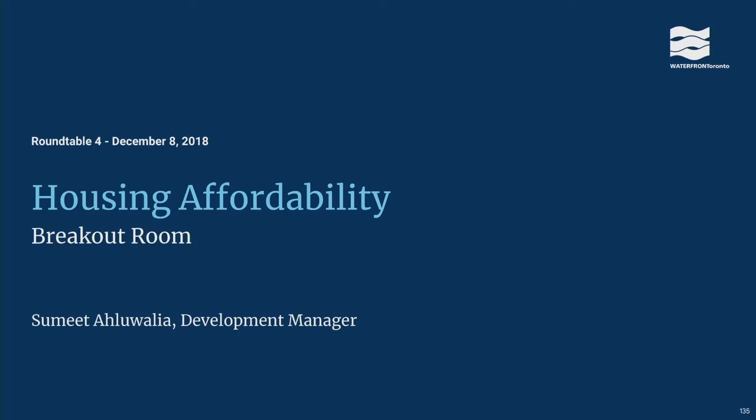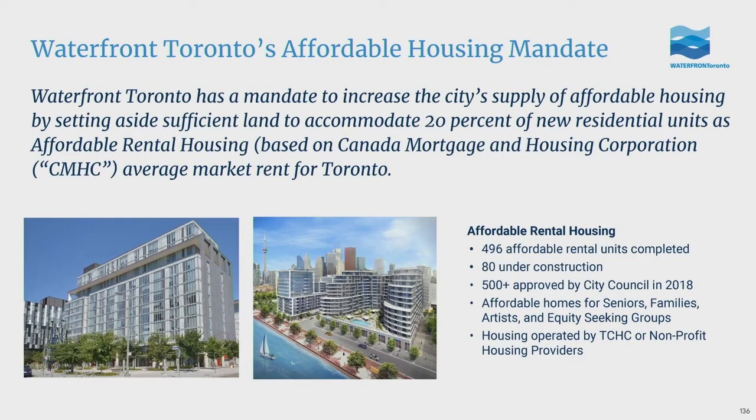As mentioned this morning, Waterfront Toronto is a tripartite agency, which means that we are funded by all three levels of government, but that effectively means that we are responsible for the best interest of Torontonians, Ontarians, and any Canadian that really has a vested interest in how our waterfront grows. Central to this, and especially pronounced in today's climate of housing affordability, is Waterfront Toronto's affordable housing mandate. Our mandate is to ensure that we set aside sufficient land to accommodate 20% of new residential units as affordable rental housing, and we tie this back to the City of Toronto's definition for affordability.